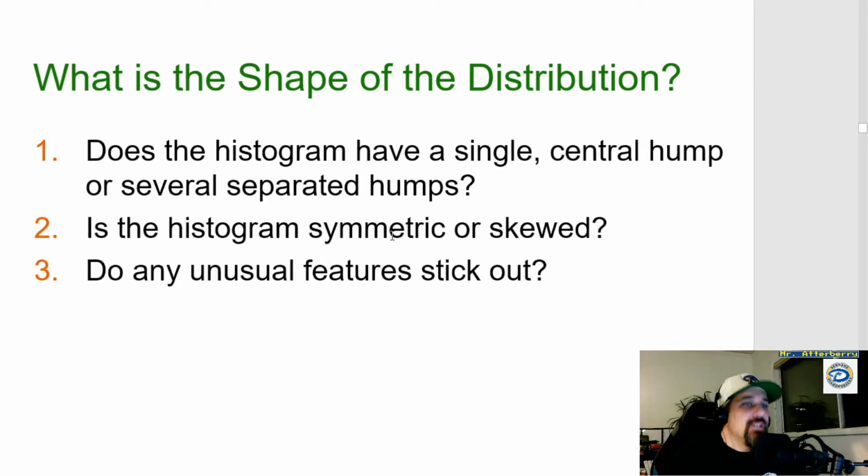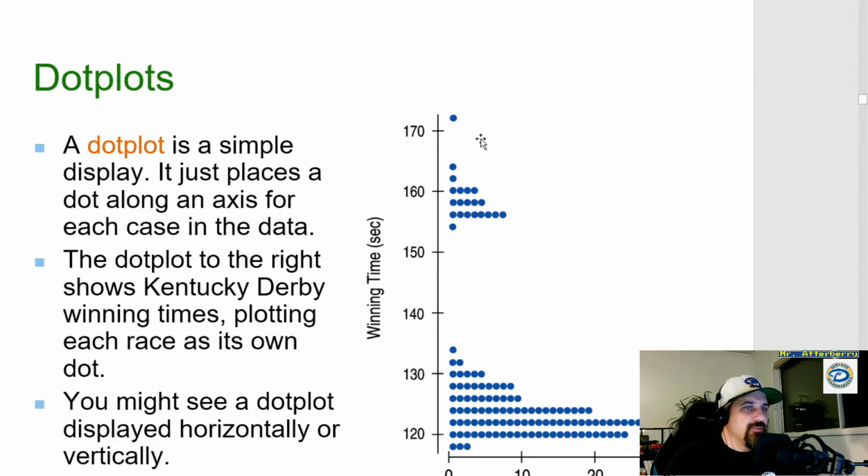Skewed means all the data is kind of pushed to one side. Think about a right triangle, like this or like that. Is it all pushed to one side, going up, or is it all pushed to the other side? Any unusual features stick out? Okay, unusual. So when you think about the shape, again, like that, it would be kind of unusual. This one's kind of skewed towards 150. This one seems to also be skewed towards 120.